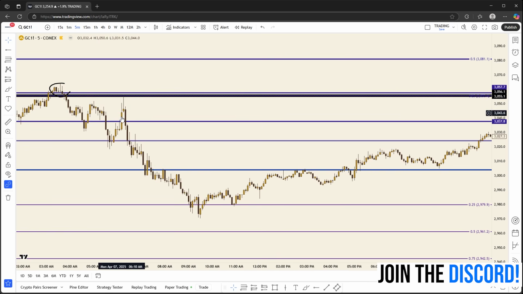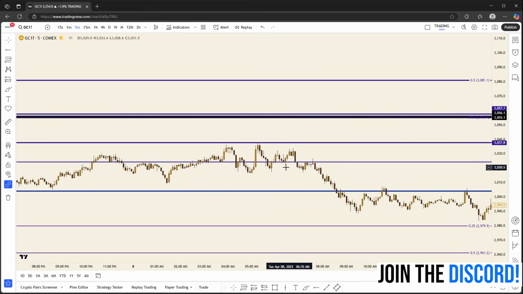It rejects off the top. It rejects off this one. It falls below. It holds off this. Price is just bouncing around these high time frame levels all the time.